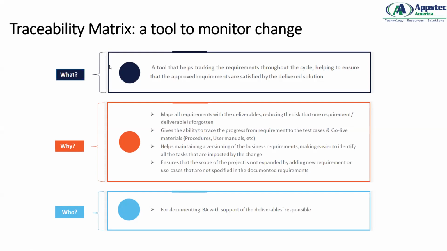Then it ensures that the scope of the project is not expanded. Obviously, the use cases are not specified, and we are not doing anything which is not specified in the requirements documentation. Now, who does it? For documenting, the BA with the support of the deliverables responsible. So in RPA, generally your project manager might tell you to keep track of the traceability matrix along with your deliverables people. So whoever, you have to work with everybody.